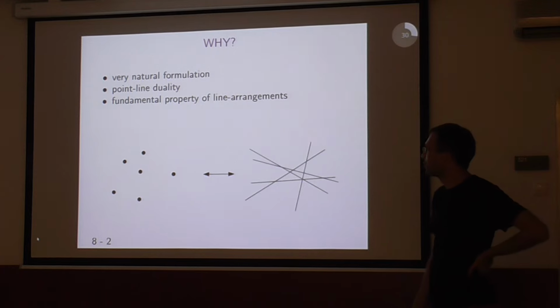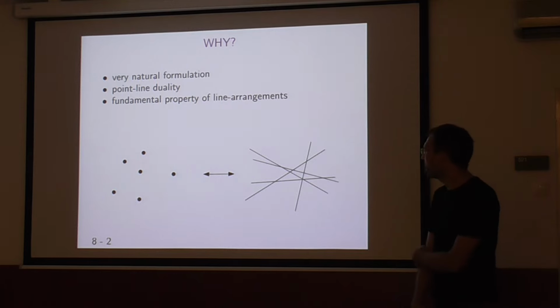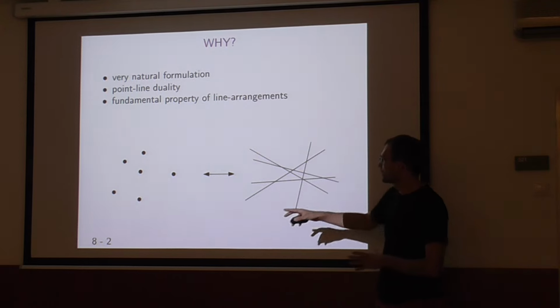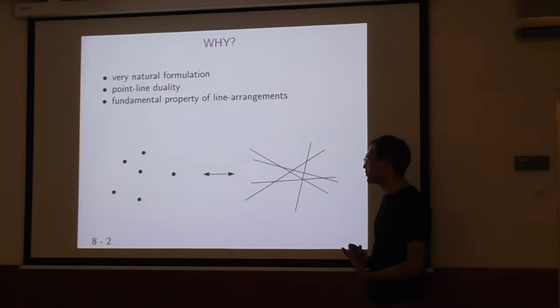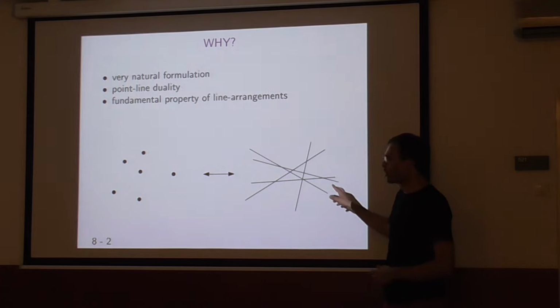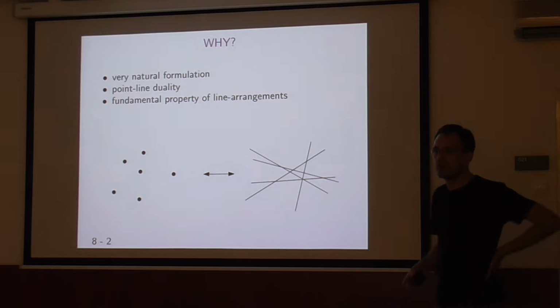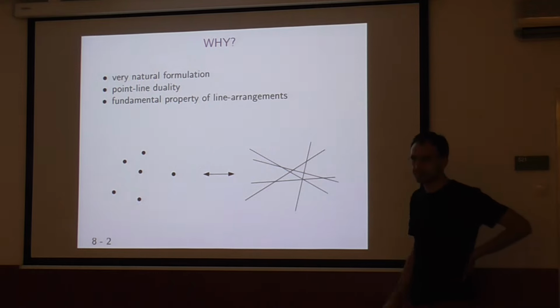First, it has a very natural formulation. Then there's this point-line duality. Whenever you have a set of points, you can map them in a bijective way to a set of lines. Many properties of this point set are hidden in this line arrangement, and many algorithms that want to do something for points work on this line arrangement, because many things are more easily expressible. The ham sandwich cut is a very famous example, which basically only works in the line arrangement.